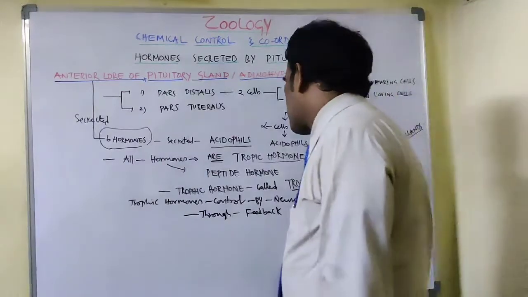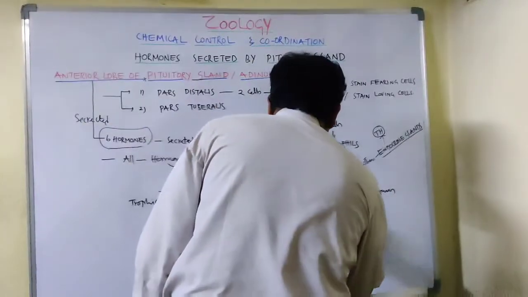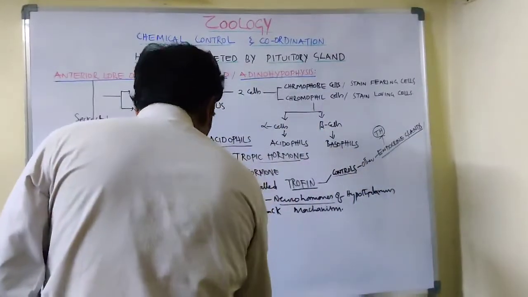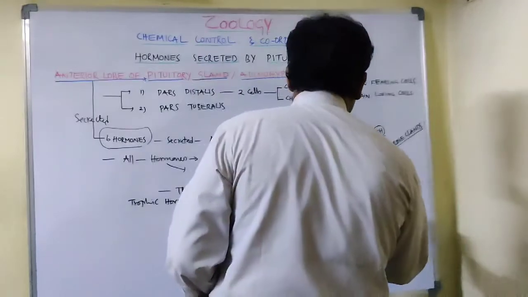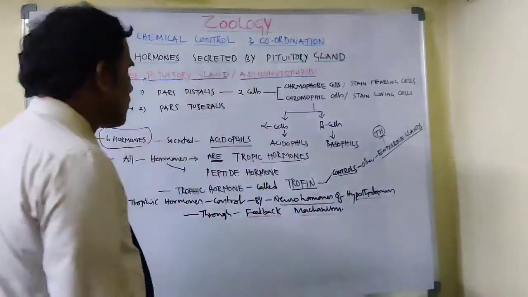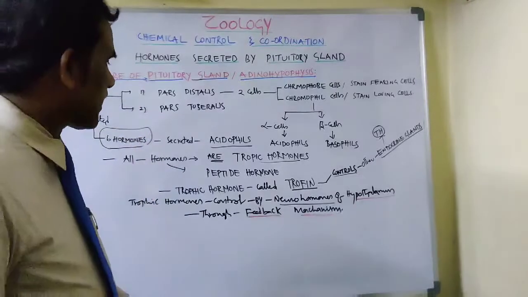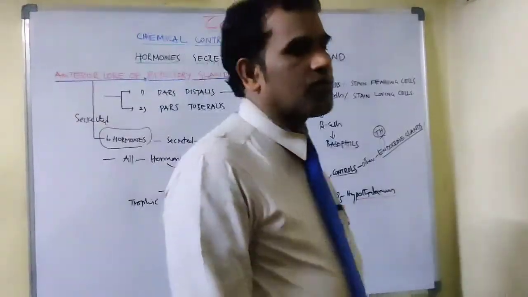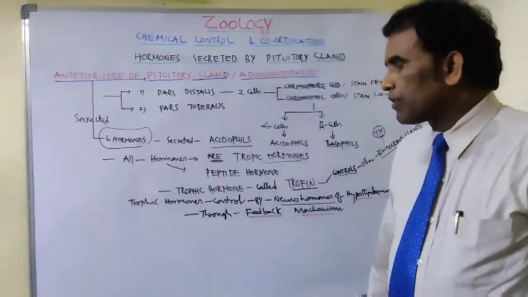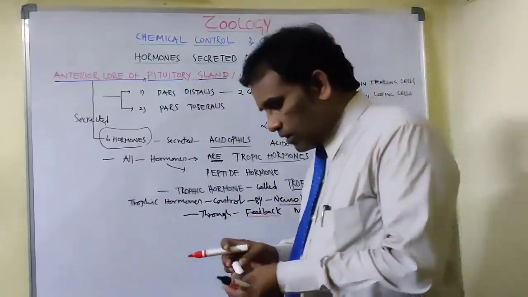The trophic hormones are controlled by the neurohormones of the hypothalamus through a feedback mechanism. Now let's see the example.